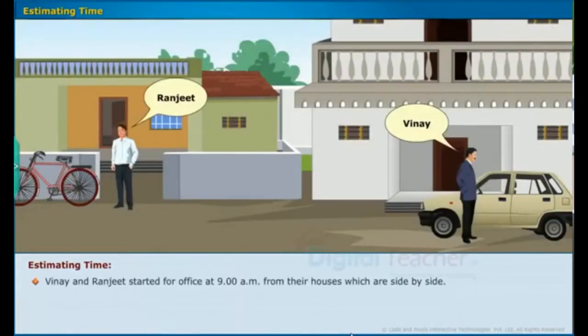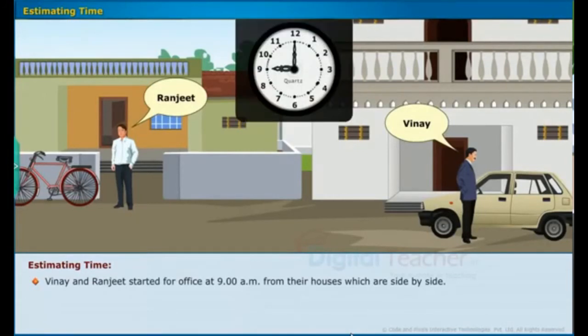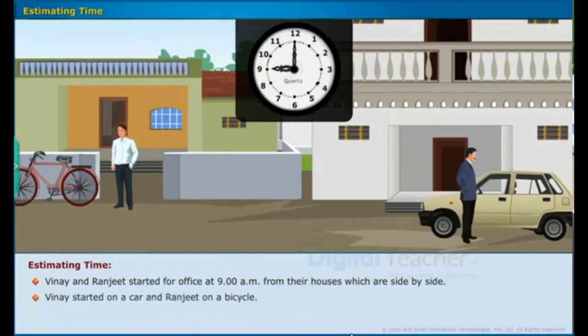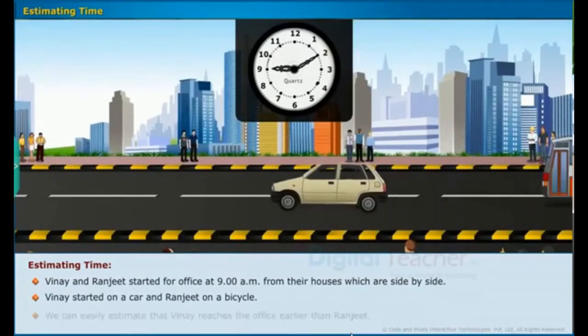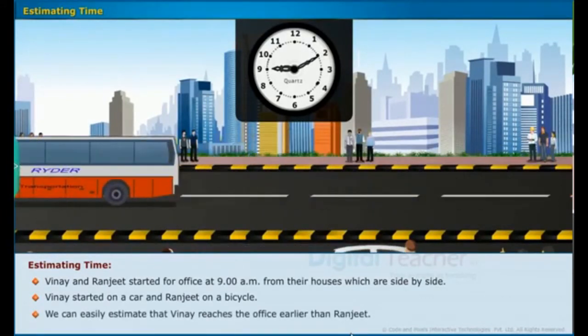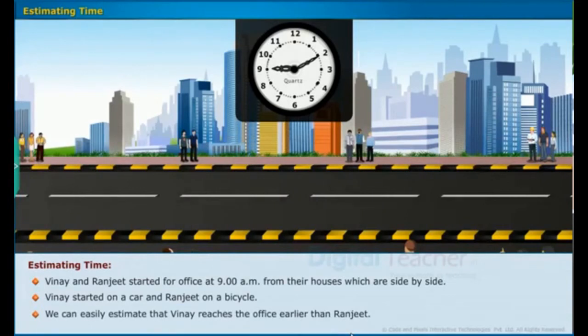Vinay and Ranjit started for office at 9 a.m. from their houses, which are side by side. Vinay started on a car and Ranjit on a bicycle. We can easily estimate that Vinay reaches the office earlier than Ranjit.